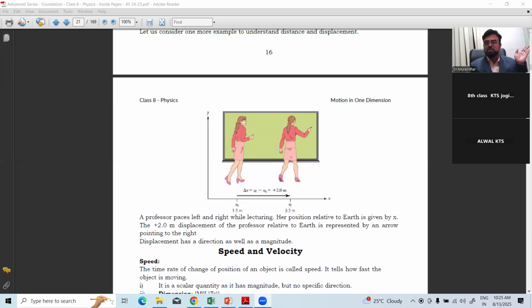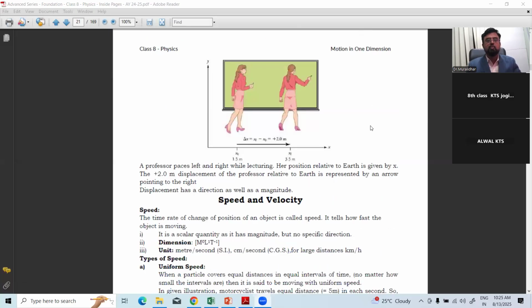So displacement is nothing but the shortest distance between the initial position and the final position. It is a vector quantity because it has both direction and magnitude. Displacement can be 0 or can be negative also. These are the two important terms that come across when a body is in motion, the first two terms.